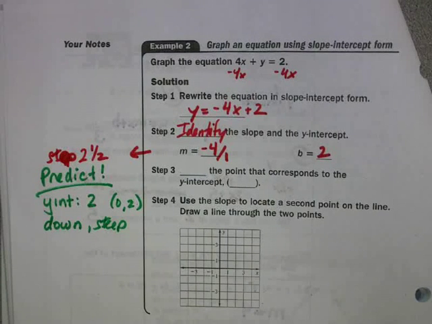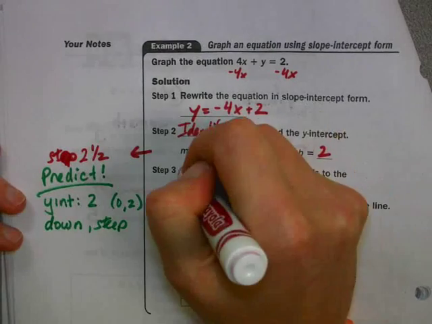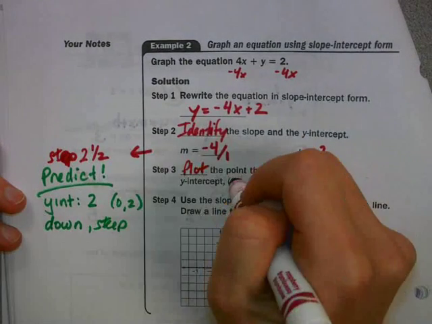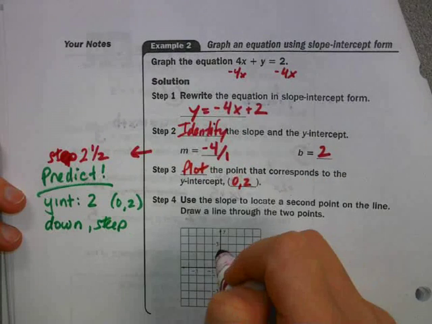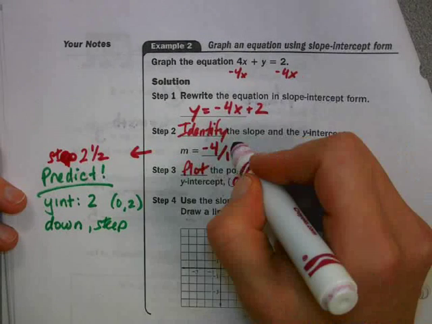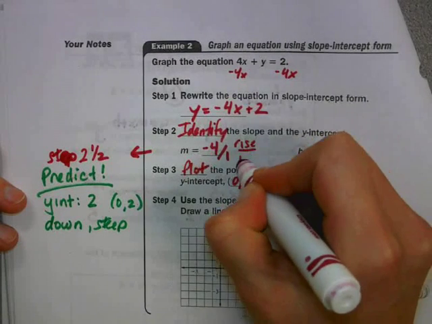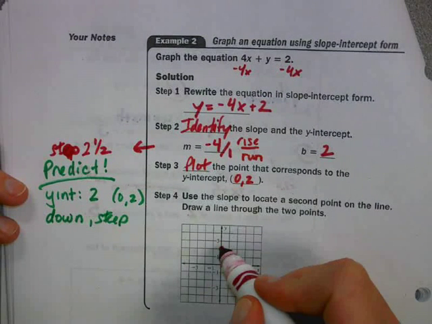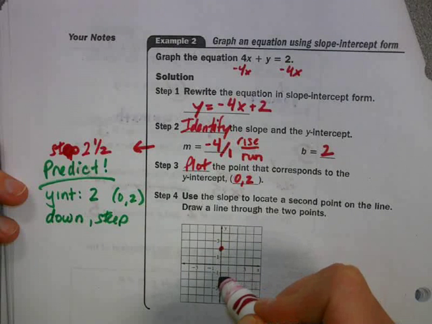So step 3 is to plot the point that corresponds to the y-intercept, which is (0, 2). So he's right there. And then step 4 is to use the slope to locate a second point or even more points. So the rise over the run is -4 over 1. So which way from my y-intercept, my b, my beginning, which way is -4? It's down. 1, 2, 3, 4.